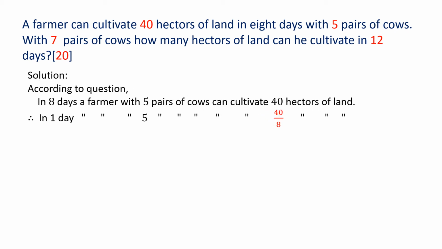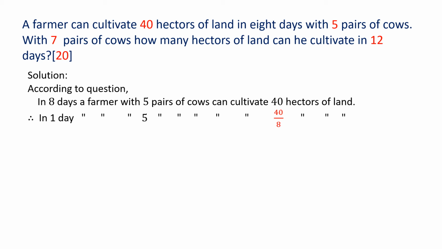That means, according to the question, in 8 days, a farmer with 5 pairs of cows can cultivate 40 hectares of land. Okay, from the first line, he can cultivate 40 hectares of land in 8 days with 5 pairs of cows. Well, I placed 40 hectares of land on the right, as the question asks how many hectares of land. They need us to find hectares of land, so that is why I placed the 40 hectares of land on my right. This is the process of solving maths problems in chain rule.